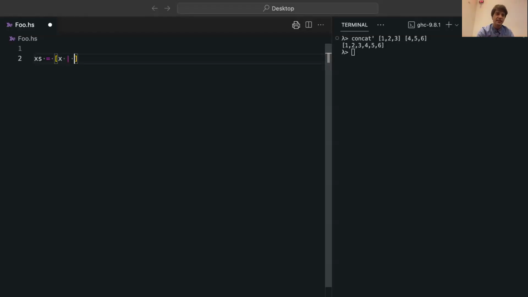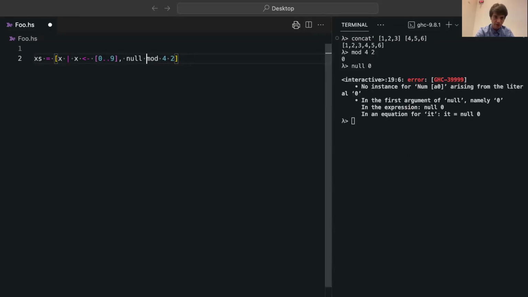So that's x, such that x is drawn from 0 to 9, so less than 10, and x is divisible by 3. So what's our mod operator? Is it this? I think we also have mod. Mod 4, 2, that should be 0. Yes. So it is divisible by 3 when this is true. I think null 0 is a thing, or maybe not. Maybe I'll just do an equivalence check here. It's easier. So when this is equal to 0, that should be true.